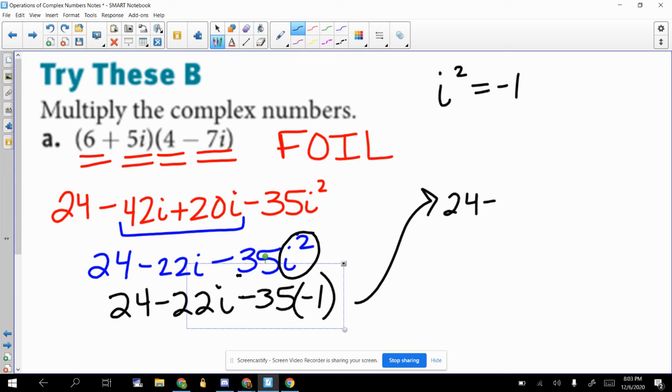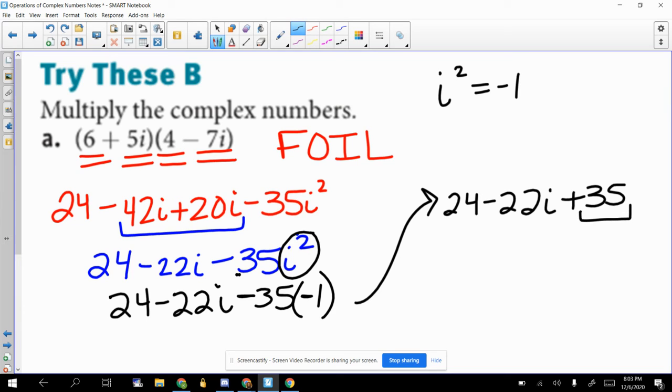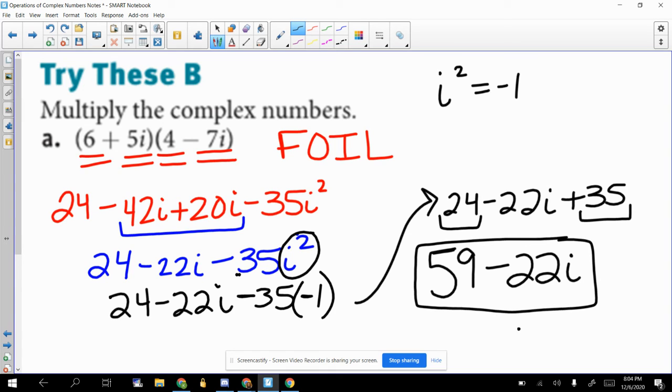So 24 minus 22i, and then, like I said, that becomes a positive because it was a negative times a negative. Okay, so now we can combine these like terms. So we end up with 59, which is our real, 24 plus 35, and then minus 22i. And that is your final answer there. And that we found using our FOIL method.